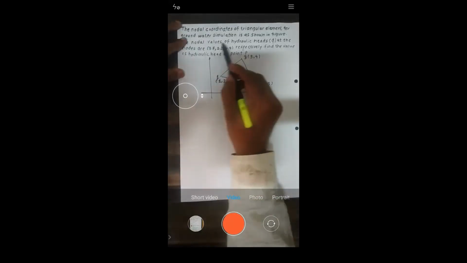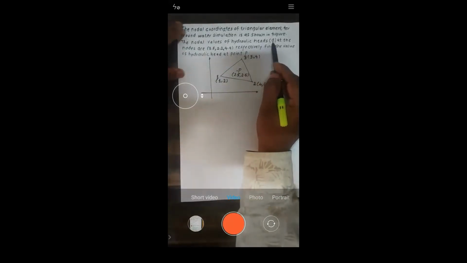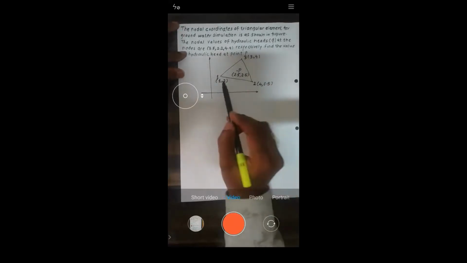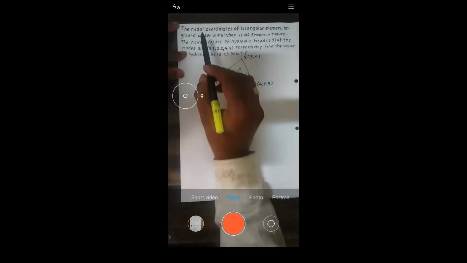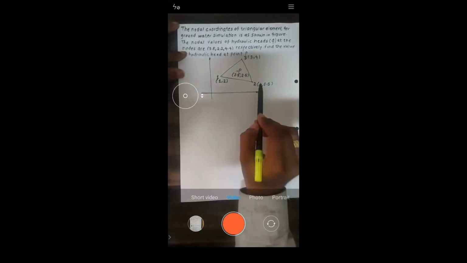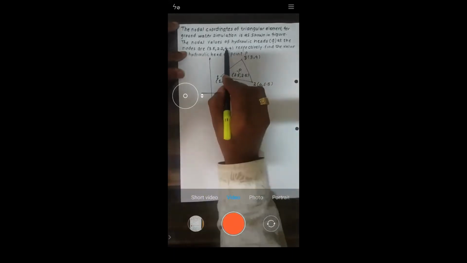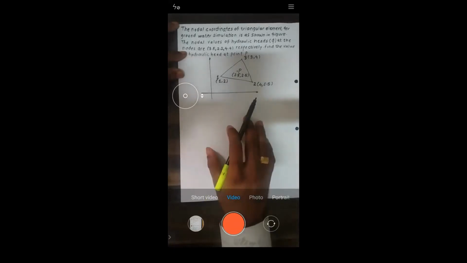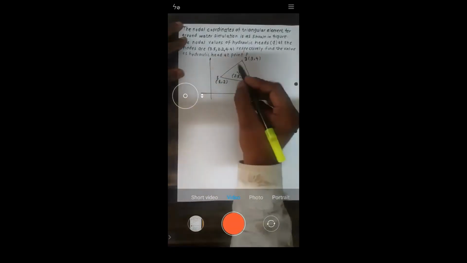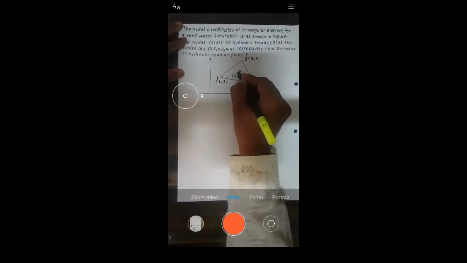The nodal values of hydraulic heads. Okay, so hydraulic head at every point they have given. What is the value of phi 1? Phi 1 it is 3.5. What is the value of phi 2? Phi 2 it is 2.2, and phi 3 it is 4.4. Find the value of hydraulic head at point P. Okay, so they are asking what is the value of hydraulic head at a point P.